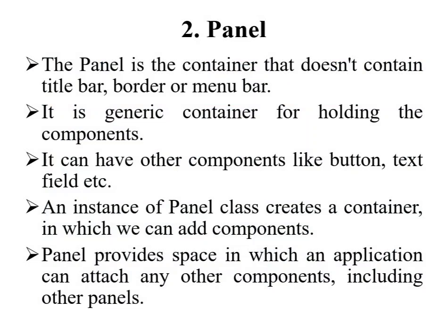Then the next type of container is Panel. The panel is the container that does not contain a title bar, border or menu bar. It is a generic container for holding components. It can have other components like button, text field, etc. An instance of the Panel class creates a container in which we can add components. Panel provides the space in which an application can attach any other component, including any other panel.